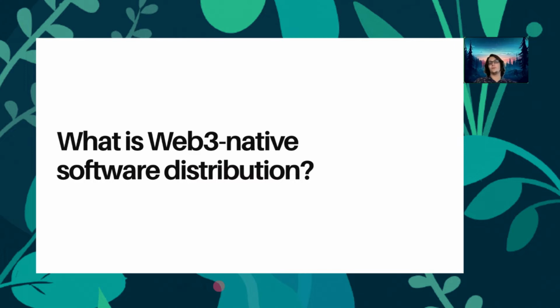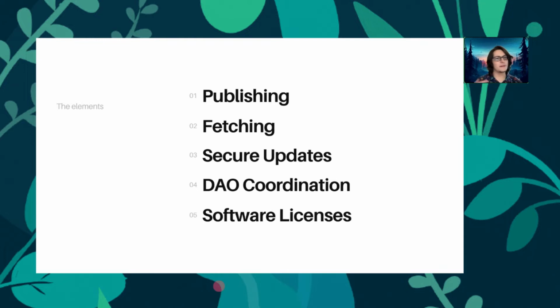So what is Web3 native software distribution? Well, basically, a lot of the similar elements to regular software distribution with some extra cherries on top. The fundamental elements are being able to publish some software, being able to fetch it, being able to securely update. But with Web3 now, we have DAO coordination and the ability to sell software licenses directly to consumers without any third parties or intermediaries like Apple's App Store or Steam in the case of Valve.